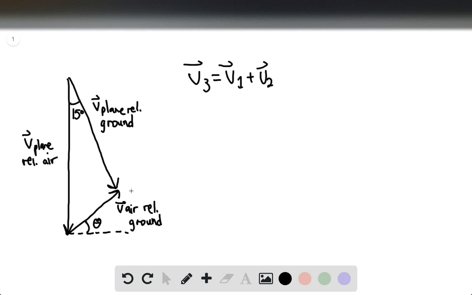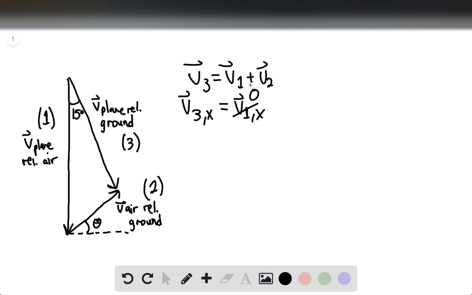And v sub 2, air relative to the ground, this is essentially the wind speed. So this is the vector that we're trying to find. So we can say that v3 in the x direction is going to be v sub 1 in the x direction, which here is going to equal 0 because all of it's in the y. My apologies, we're going to label this as 2, we're going to label this as 3, and we're going to label this as 1. So this must make a little bit more sense. V sub 3 equals v sub 1 plus v sub 2.